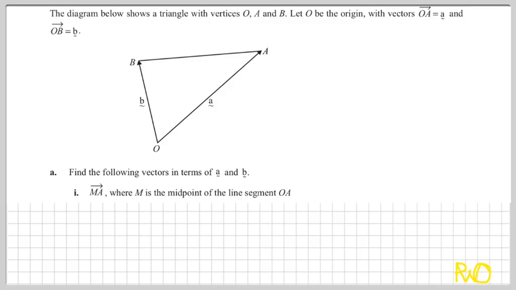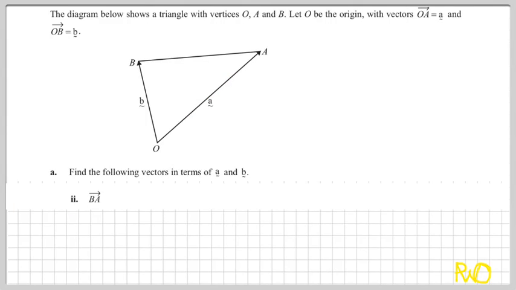We've got to show. What have we got to do? We've got to find vector MA. M is the midpoint of line section OA, so it's there to there. Oh, it's just going to be half A, isn't it? Half of little a, that's very easy. Good. Over the page.